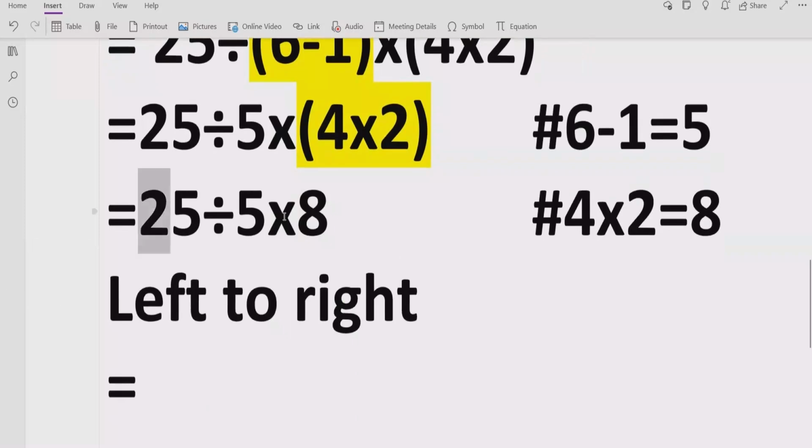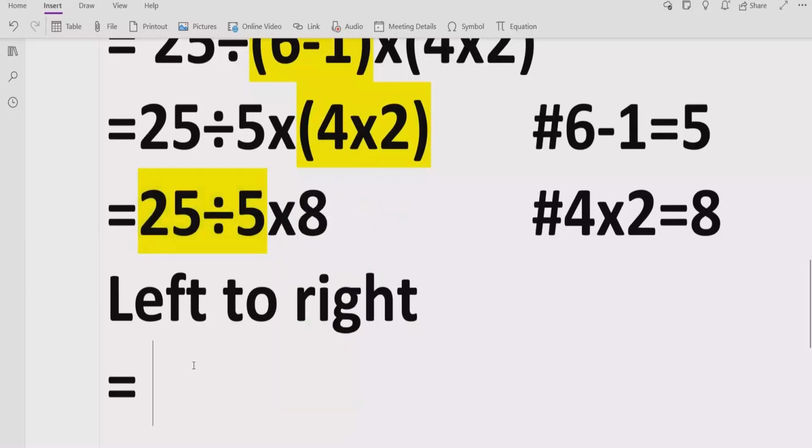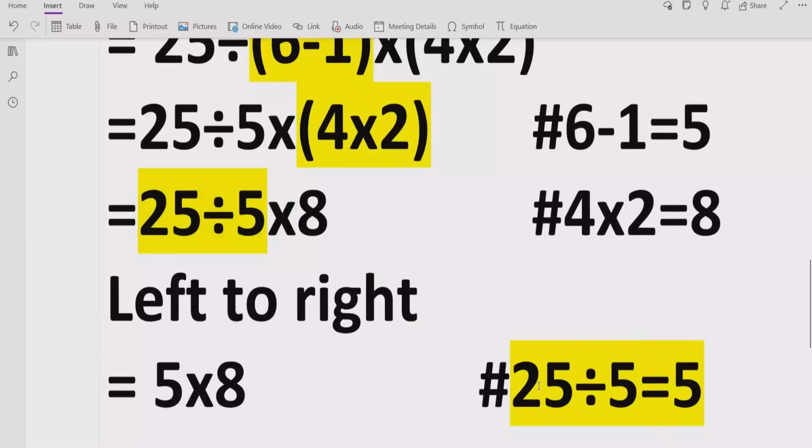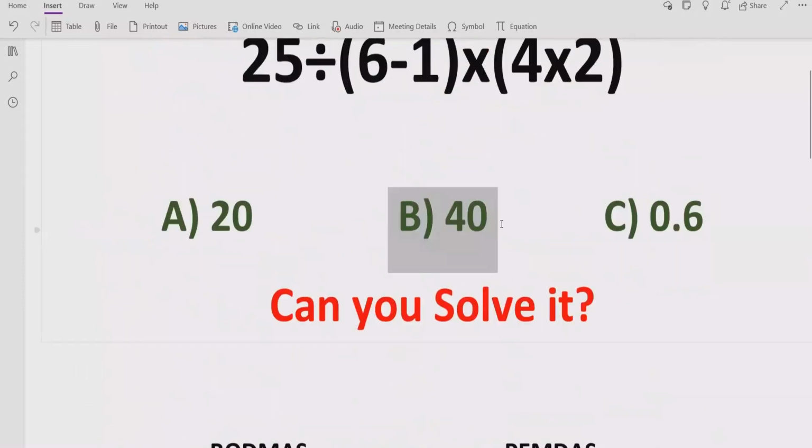So here we have division. Both division and multiplication have similar precedence, so we will solve the one which is coming first. So 5 multiplied by 8, I'm writing as it is. Now I will give the reference: 25 divided by 5 equals 5. Now move forward. We have here two terms which multiply each other. So 5 multiplied by 8 equals 40. So the answer of the given expression is 40, not 0.4 or something. If you see the answer list, answer B is the correct answer.